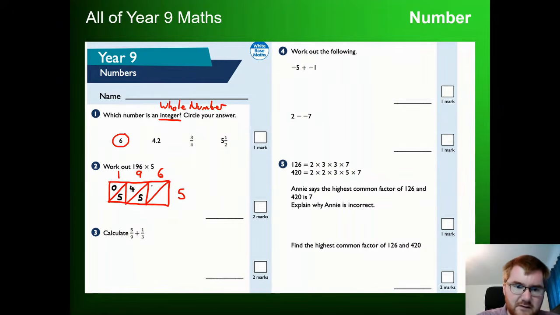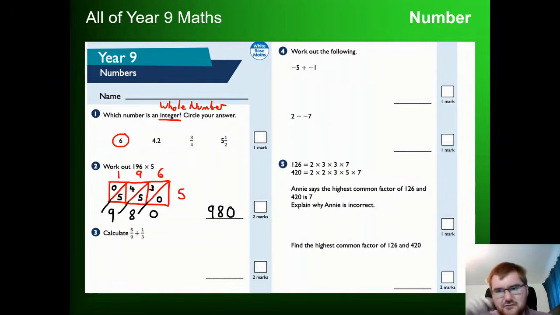6 times 5 is equal to 30. And all I need to do at this point is just add up the diagonal rows. So this is 0. 5 plus 3 is equal to 8. 5 plus 4 is equal to 9. And that's going to be my final answer, 980. If you haven't seen that method before, please do go rewind and look at that method again. It's so nice, it's so easy, and you don't get confused with adding extra zeros with the traditional method.